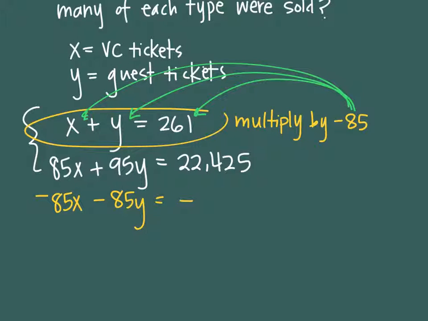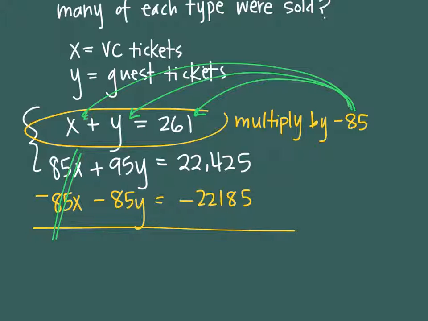All right, so you grab your calculator, which you still have out. You take 261 and you multiply it by negative 85, which is going to give you negative 22,185. Now we eliminate. So in the snap of our fingers, the x's are gone.